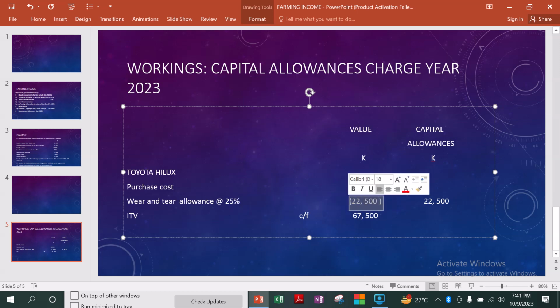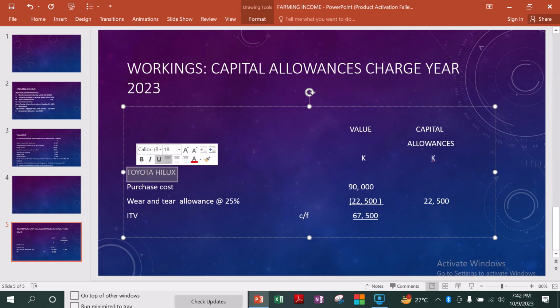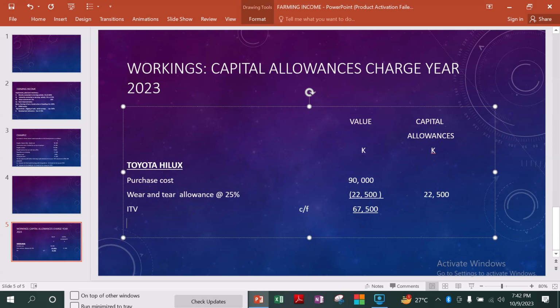Okay. So you can underline this one, and this one also underline it, so that we see that this is what is being carried forward. Then we underline this one as well, and also bold it, maybe expand the font. Okay, so that type of thing. So that's what we have in this particular case. We move on to look at the next one. The next one is construction of farm dwelling.